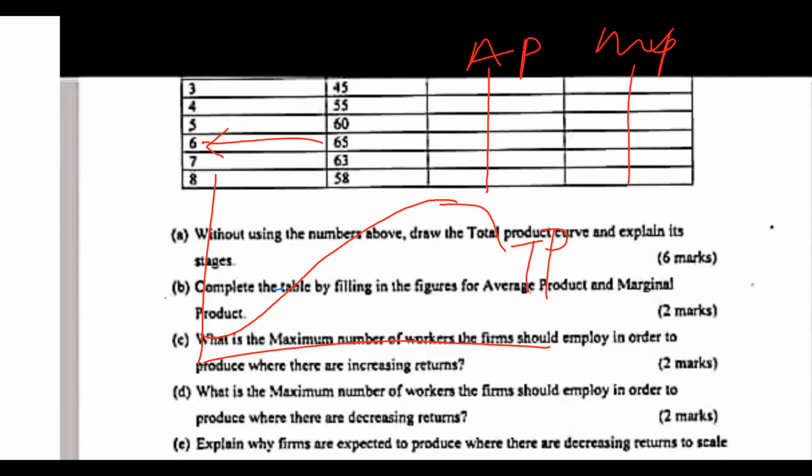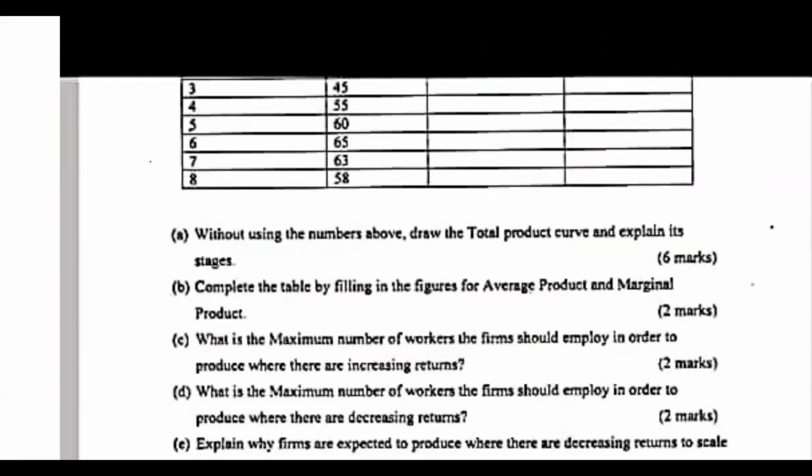What is the maximum number of workers the firm should employ in order to produce where there are decreasing returns to scale? Every point after the maximum, the decreasing returns to scale are found, which means it can be 7, 8, right? Should you employ 7 people, then you get the decreasing returns. So the maximum number of workers that a firm should employ in order to produce where there are decreasing returns, where they are decreasing.